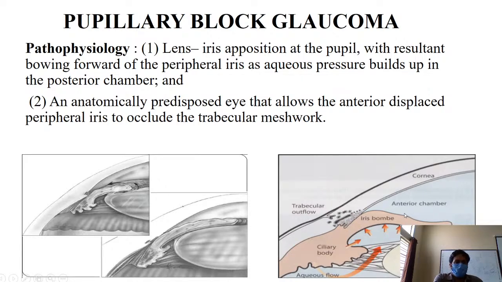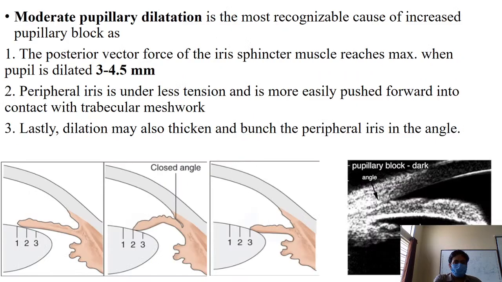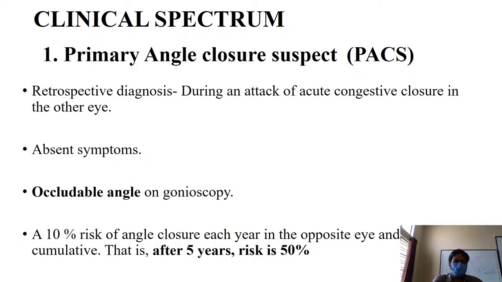An anatomically predisposed eye allows the anteriorly displaced peripheral iris to occlude the trabecular meshwork. The lens iris channel is not needed for your level, and mostly it occurs in the mid dilatation of the pupil.